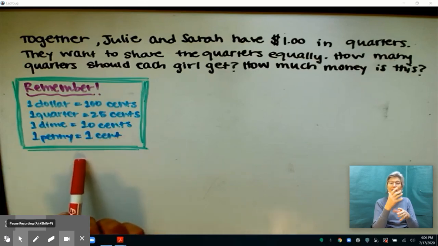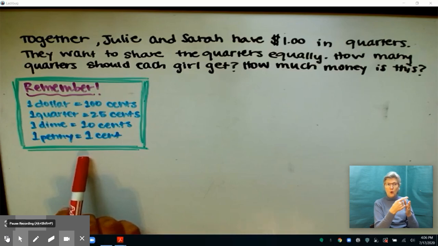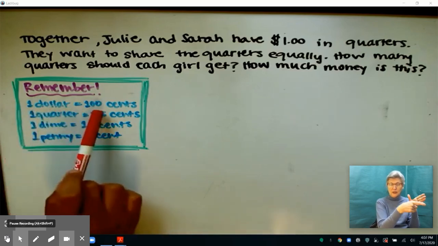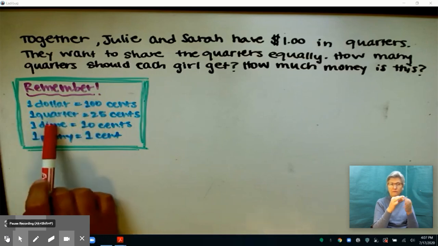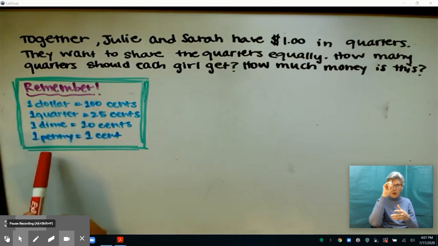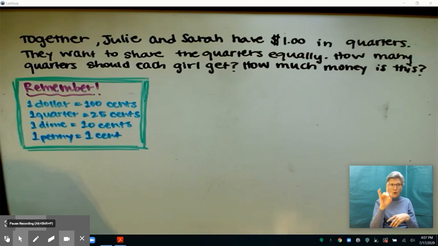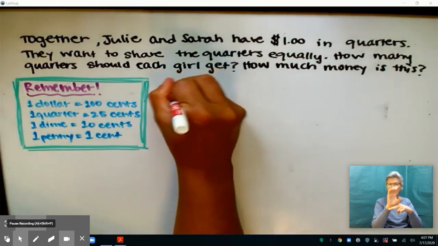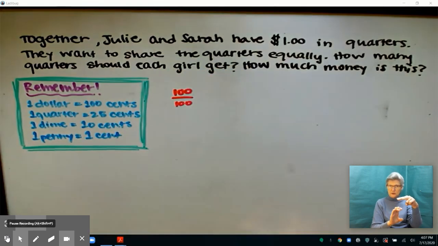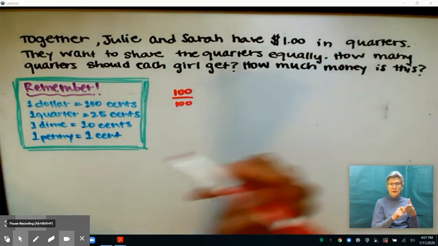We've got this quick visual here to help us remember the values of different coins. So we see that $1 is equivalent to 100 cents. A quarter is 25 cents, 1 dime is 10 cents, and 1 penny is 1 cent. So since we know $1 is a whole, what fraction could we use to express that amount? If you said 100 100ths or 100 out of 100, you would be correct. Any amount that's less than one whole dollar can then be written as a decimal or a fraction.